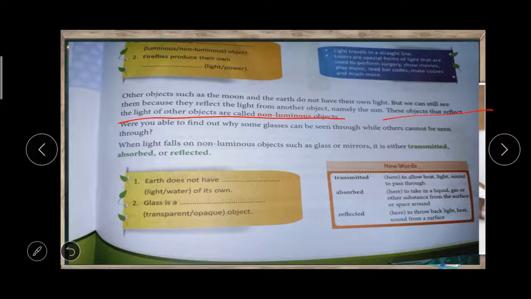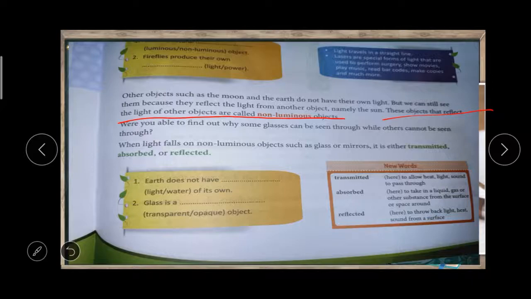Like the sun. So when light falls on non-luminous objects such as glass or mirrors, it is either transmitted, reflected or absorbed. If you take a mirror, the kind we use while we do our hair and makeup, and put a light on it, the light will be reflected, because the back surface is coated, right? And if you take a piece of glass and put the light on it, it will be transmitted to the other side.